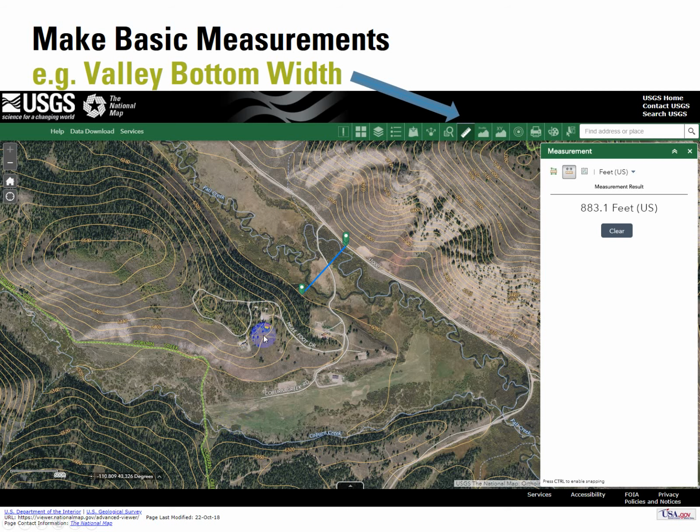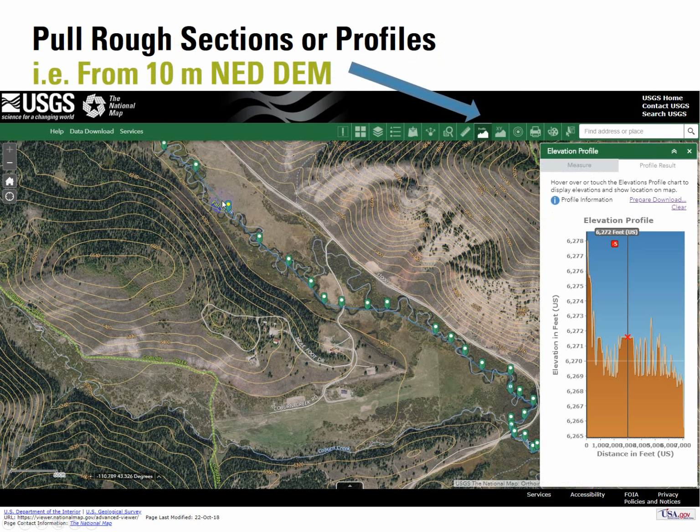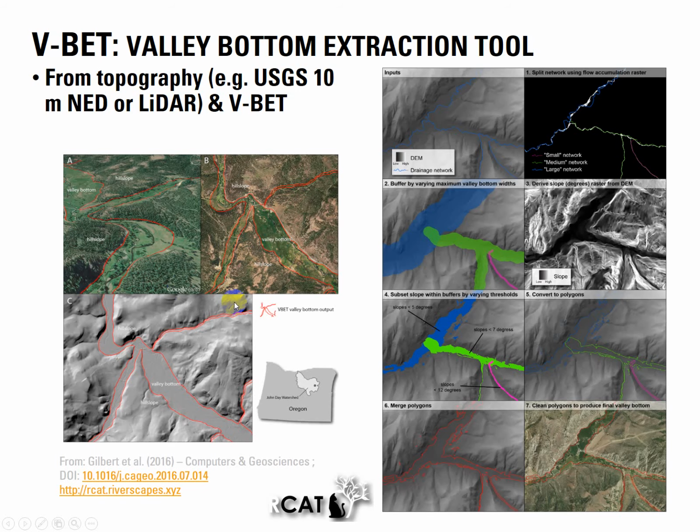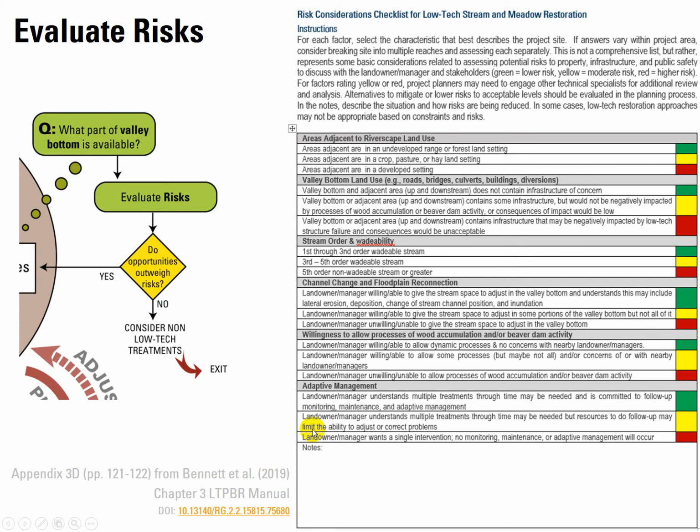Other things you can do, there's a measure tool, so you can measure distances. So here, okay, that valley bottom is 880 feet wide roughly. You can use this profiling tool, that next button over, and with the profiling tool you can pull off an elevation profile. And as we mentioned in the previous presentations, there are other ways of doing this, more involved GIS tools like VBET and RCAT, but that can also give us some of these insights.